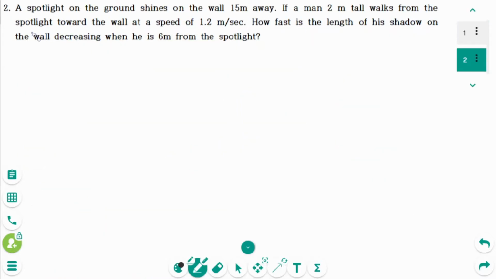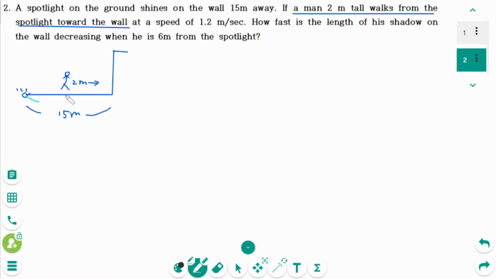Question 2. The ground. The spotlight is here. The wall is 15 meters away from the spotlight. A man 2 meters tall walks from the spotlight towards the wall. The distance between the spotlight and the man, let's say x. Let y be the height of the shadow.